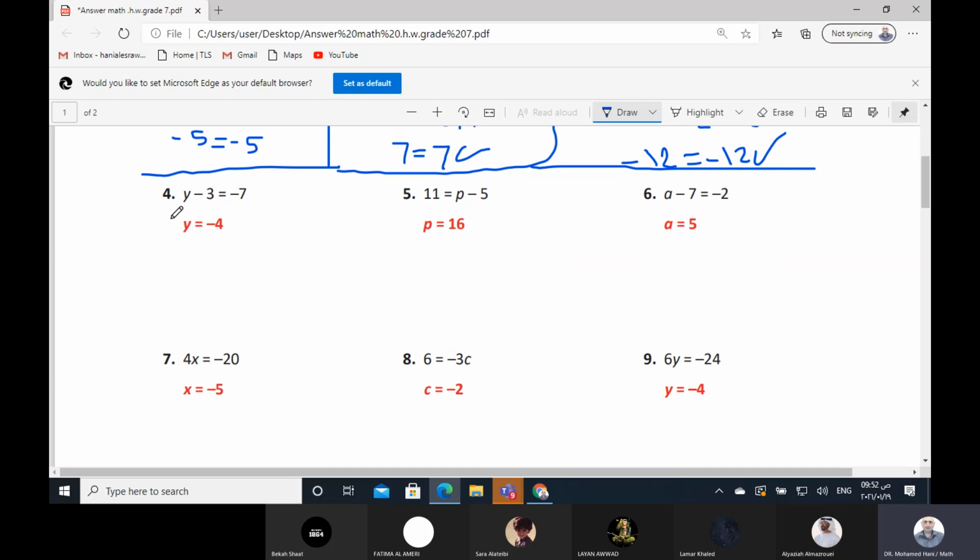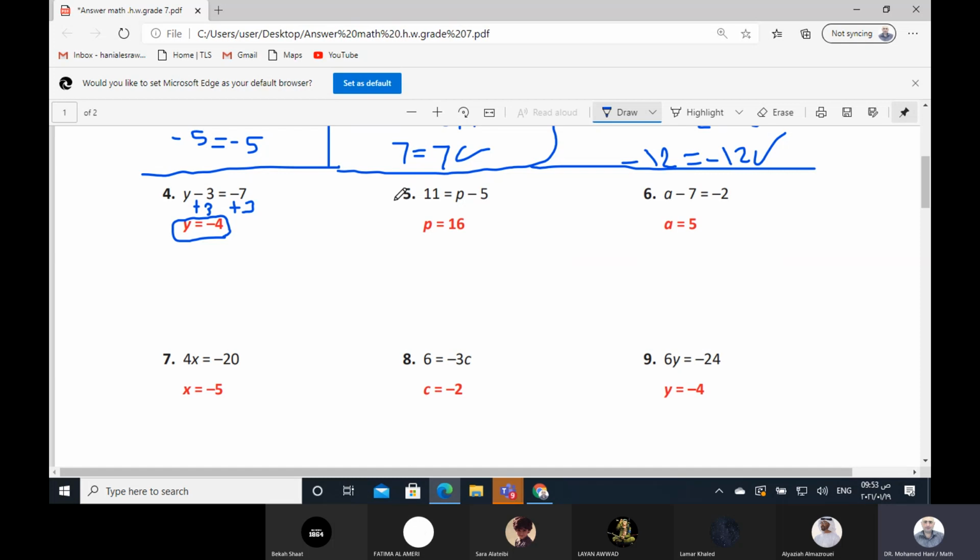Exercise number 4, we have y minus 3 equals minus 7. Add 3 to the two sides, plus 3 here, plus 3 here. Minus 3 plus 3 will be 0, remains here y, and here minus 7 plus 3 will be minus 4. So this is the solution. If you want to check, substitute the value of y, minus 4. Is it minus 4 minus 3 equals minus 7? Yes. Minus 4 minus 3 will be minus 7.